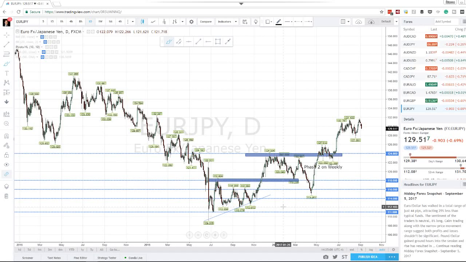GBP USD, what's your view, pullback or not? We'll talk about that. Basically, what I want to do is talk about pullbacks and show some strategies. The first thing I want to say is I don't trade pullbacks.